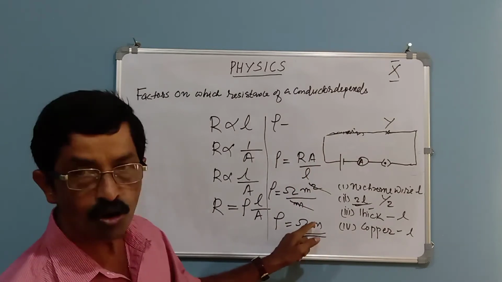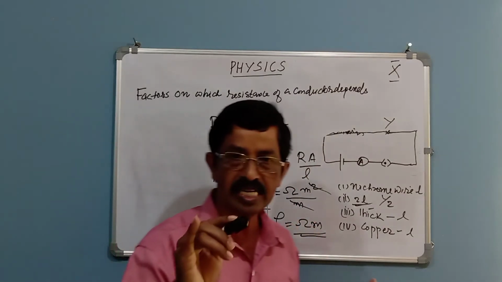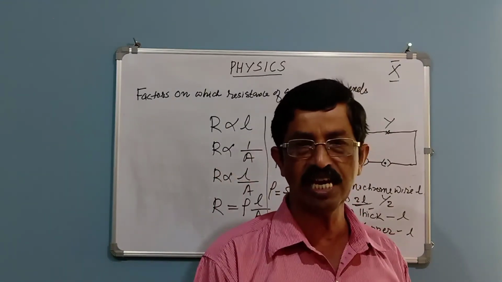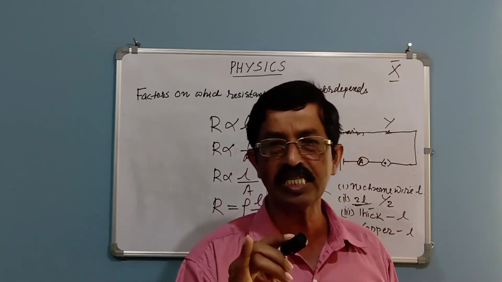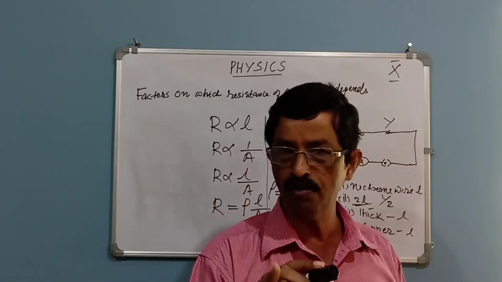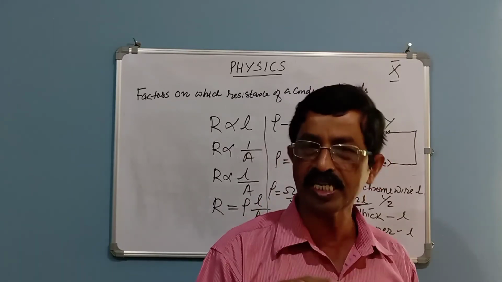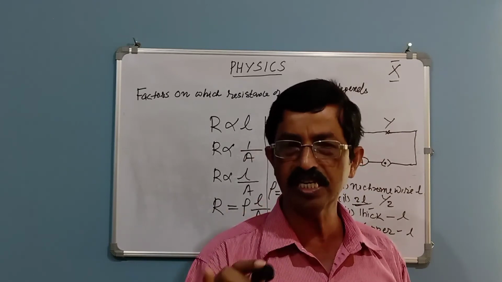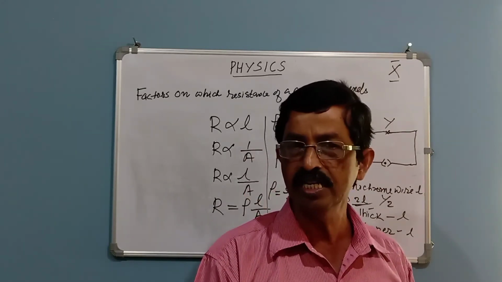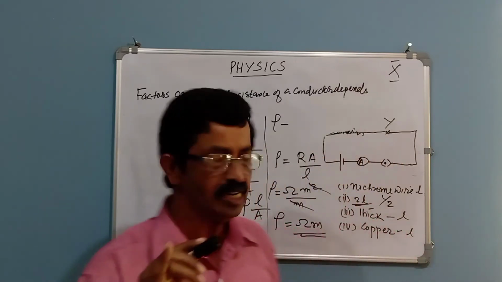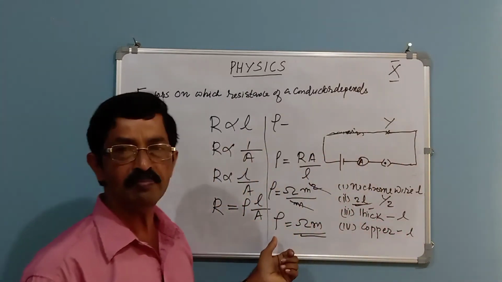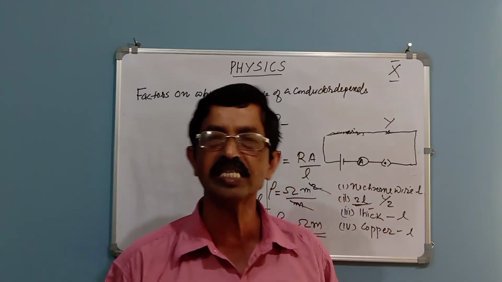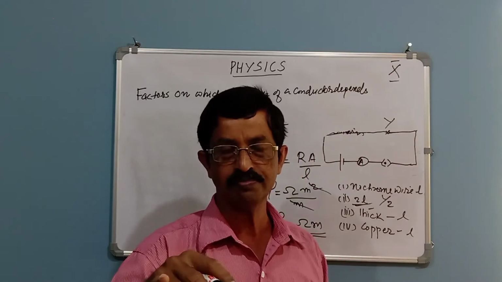Its unit is ohm meter. Resistance and resistivity vary with temperature. But for a given material, resistivity is the same. For example, for a copper wire, its resistivity will remain the same if the temperature does not change. And for aluminum, its resistivity is another value. That means when the material changes, its resistivity also changes.